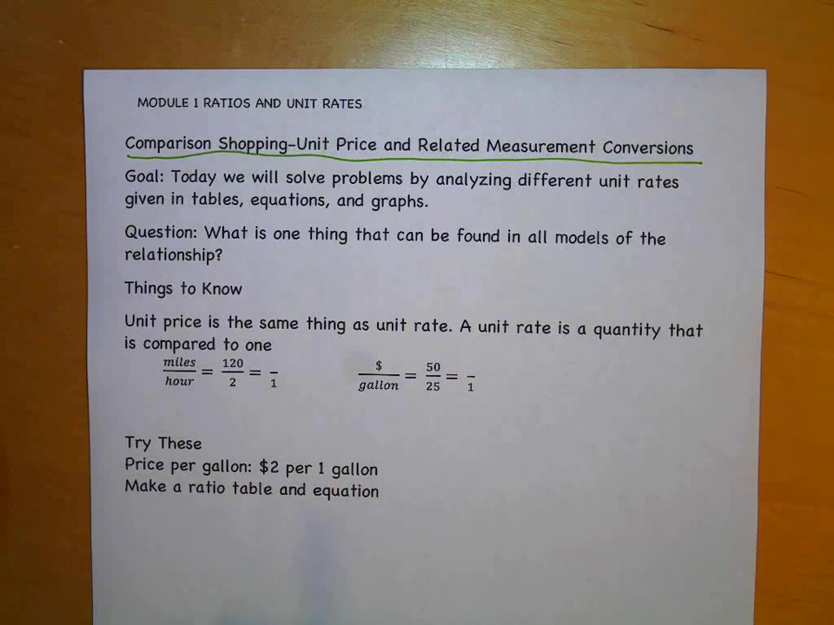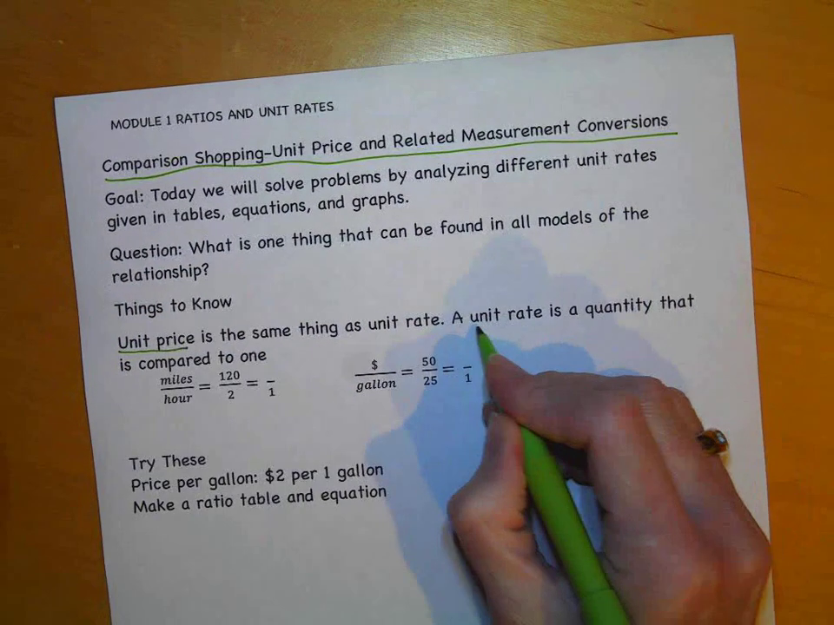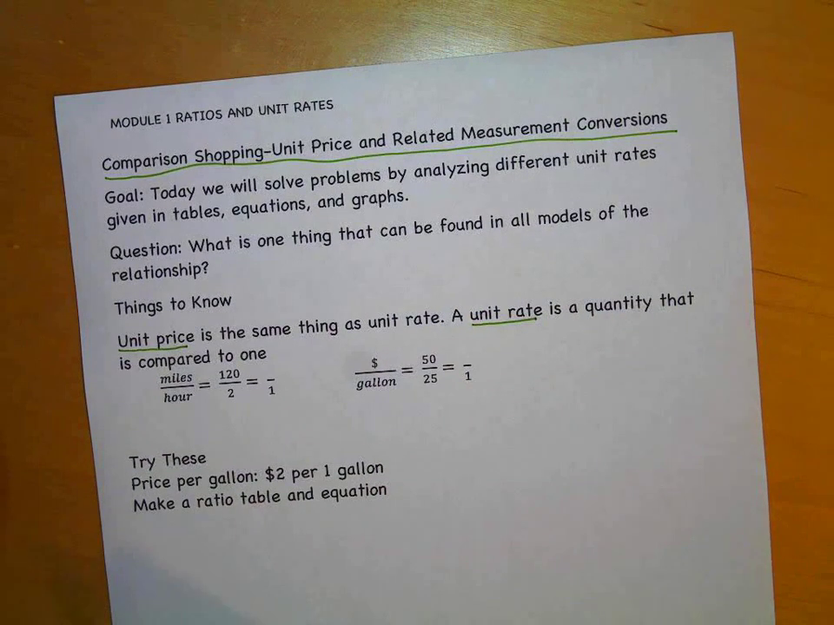So, things to know. The unit price is the same thing as the unit rate. A unit rate is a quantity that is compared to one. That was a reminder of what a unit rate is, and a new lesson telling you that unit price and unit rate are basically the same thing. The only difference is that if it's a unit price, then you're dealing with money, and if it's a unit rate, you can be dealing with any units of measure. Okay, so let's take a look at it.